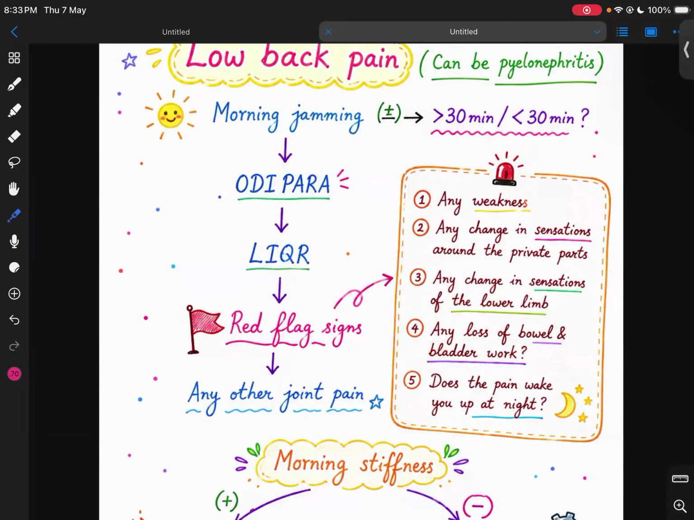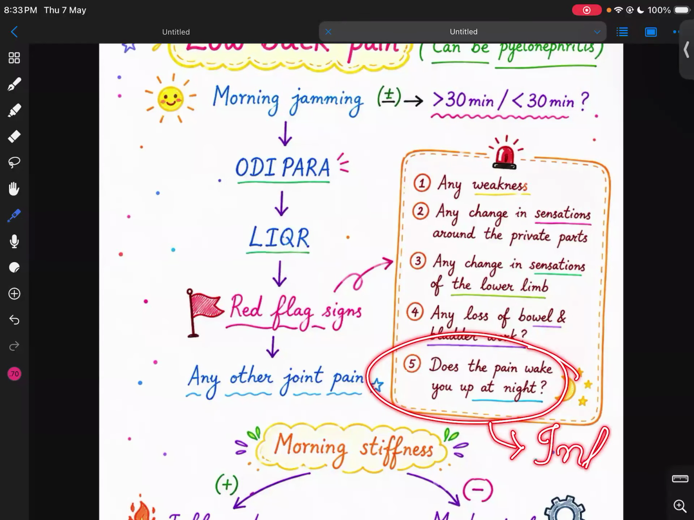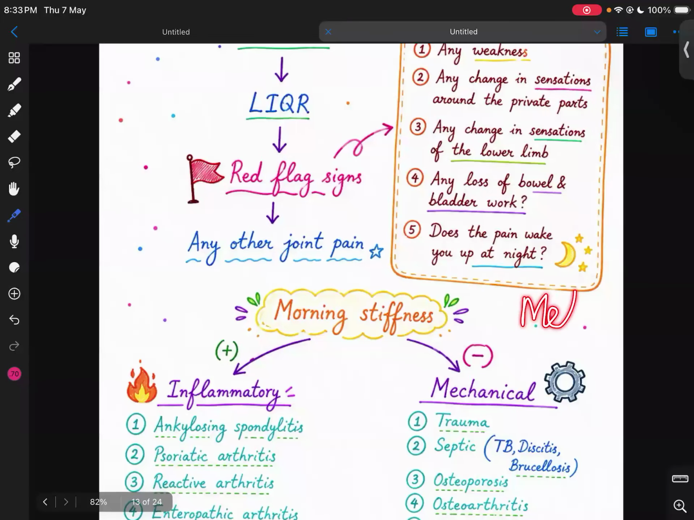Then the last and most important red flag sign, number 5: does the pain wake you up at night? If any pain wakes the patient at night, it means this pain is either inflammatory back pain or due to metastasis, due to cancer.